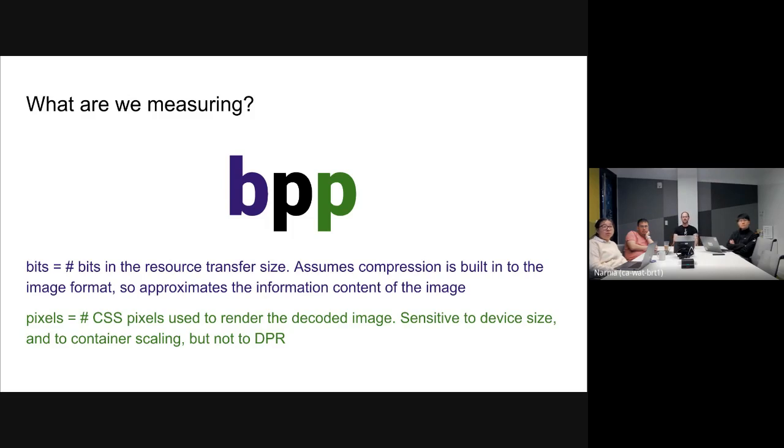Okay, Michael's saying yeah. So pixels is CSS pixels that are used to render the image. So this is sensitive to the device size. Smaller devices have fewer pixels to work with. It is also sensitive to container scaling, so that if you have a small image and you blow it up into a large container, that is more pixels. Conversely, if you have a massive image and you scale it down to a tiny div, that's fewer pixels. We're using CSS pixels so that we exclude things like device pixel ratio, and you don't get penalized for using something with like a 2 or a 3 DPR.